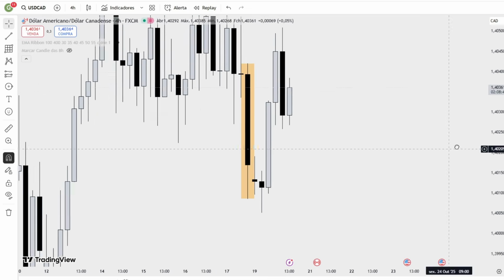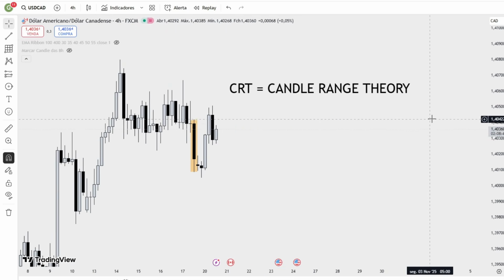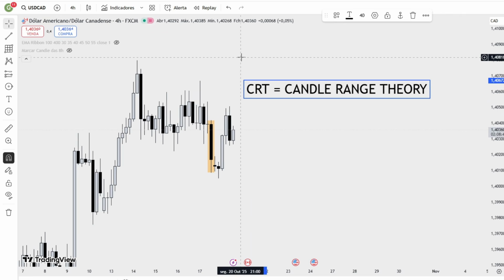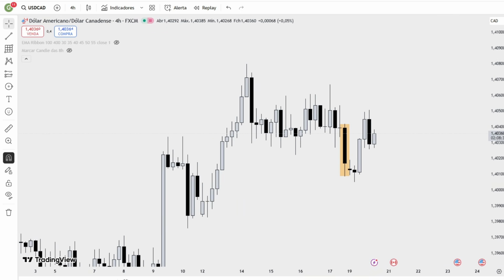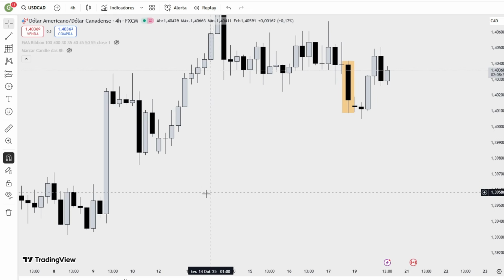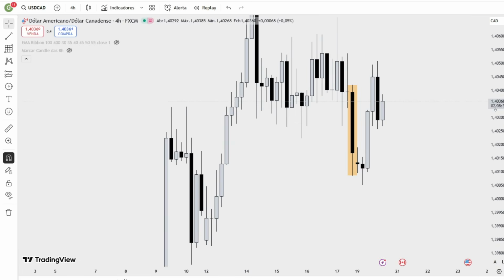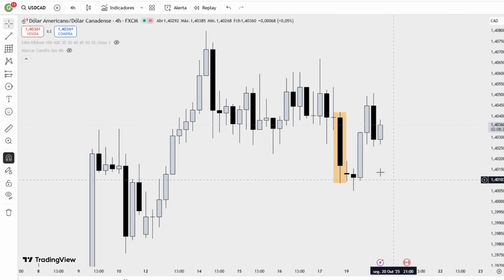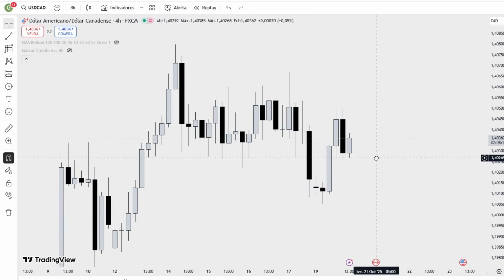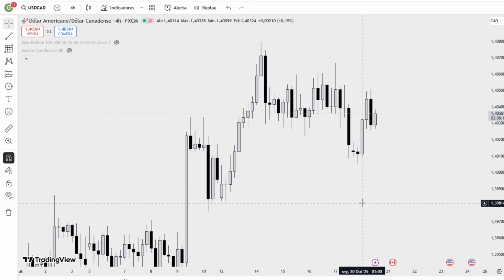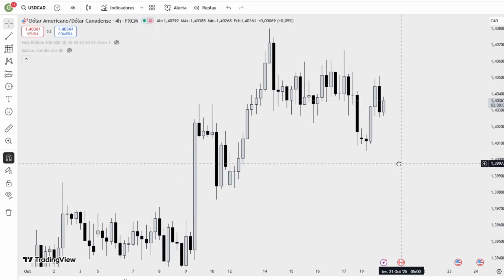Because before you have your CRT, before marking all the candles you see in your chart and getting wrecked and losing a lot of money, you just need to know one thing to not lose money with CRT. That one thing is key levels. And what are key levels? Key levels are basically places in your chart where there's a lot of liquidity resting, like highs and lows.